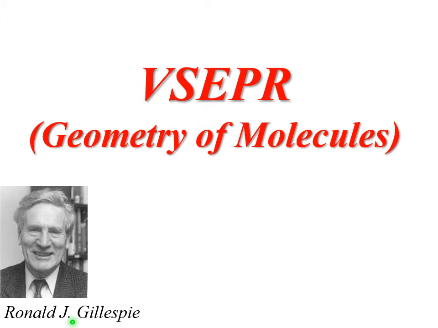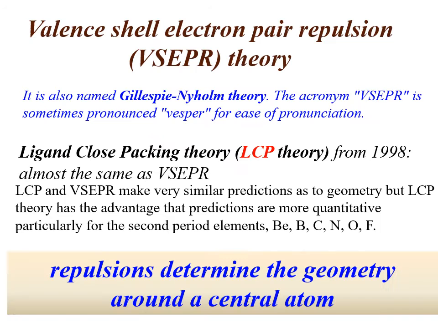It is related to the name of our good Canadian neighbor Ronald Gillespie, who is a professor at McMaster next to us. You may want to look. The theory is named after valence shell electron pair repulsion. As I told you, it's also related to Gillespie-Nyholm names. Later on it was slightly improved to become ligand close packing theory, LCP theory, almost the same as the previous.